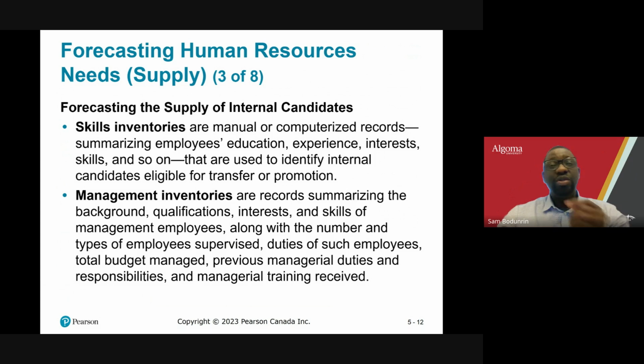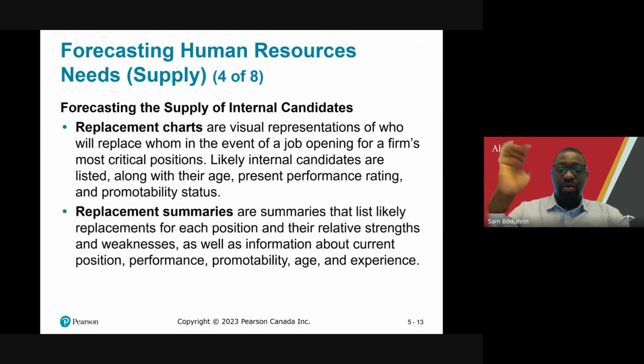The difference between the two is that management inventory focuses on managers and managerial positions, rather than every other person under skill inventory. So skill inventory combines all the line staff and supervisor level. The management inventory focuses on managers and upward.